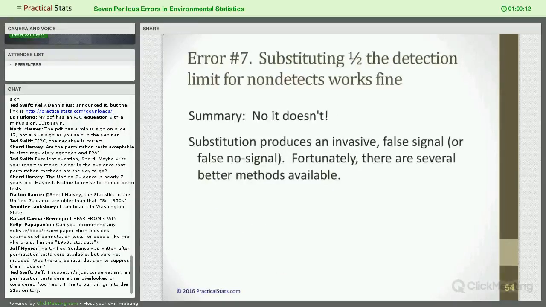So don't substitute. It does cause problems. It can put in a signal that's not there, like the trend example. It can not see things that are there, like the regression example.